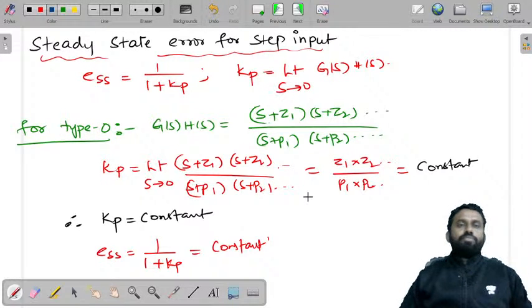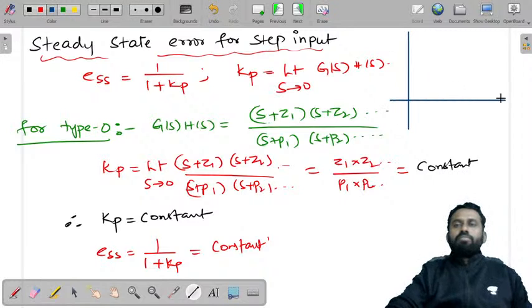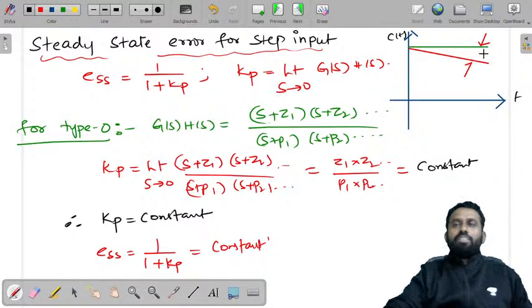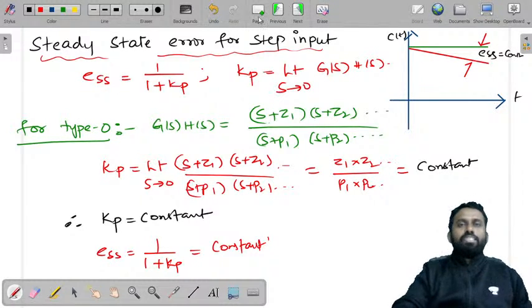So for a step input, you can just draw it something like this. For this step input, the error is a constant value. So this is ESS versus time, c of t versus time, right? Yeah, c of t versus time, this is ESS. It's a constant. So for type 0, let's take type 1 next.